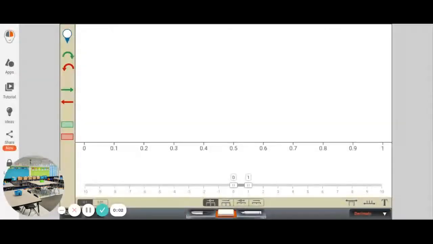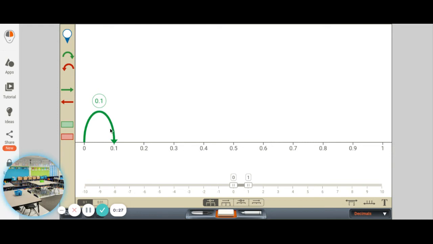Okay, let's talk about how to place a decimal on a number line. So if you look, our number line starts at 0 and goes to 1 whole. As you can see, if we are labeling tenths, we should have 10 equal parts divided between the 0 and the 1. So let's look right here.